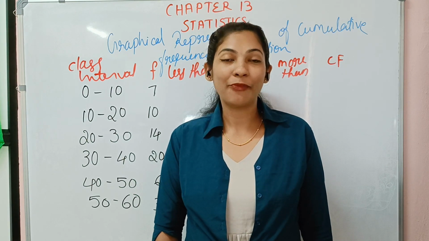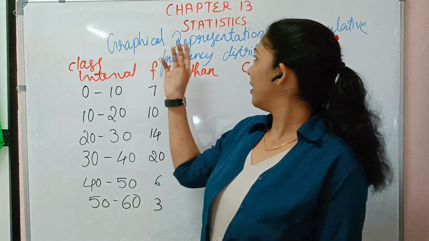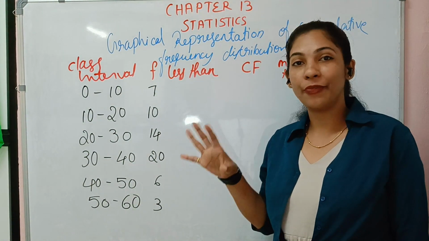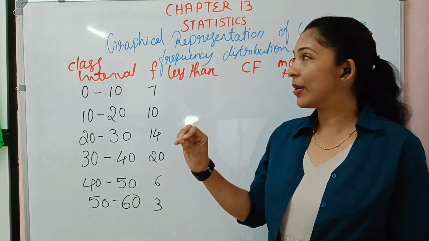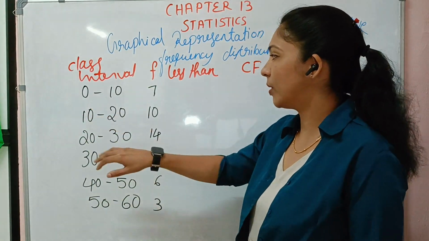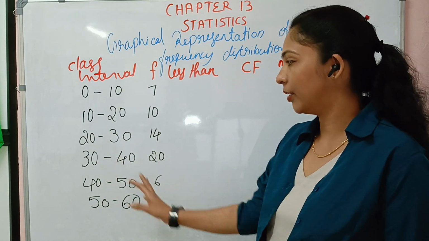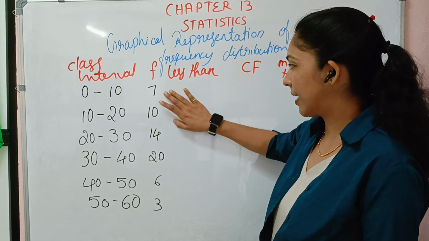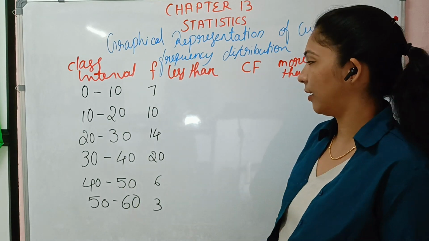So in this class, we are discussing the graphical representation of cumulative frequency distribution. The class intervals are 0 to 10, 10 to 20, 20 to 30, 30 to 40, 40 to 50 and 50 to 60. Frequencies are given as 7, 10, 14, 20, 6, 3.